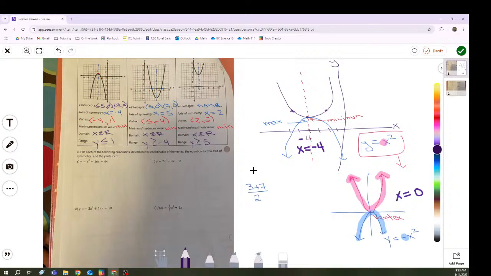All right, so now for these next questions, it says determine the coordinates of the vertex. To find the vertex, you're going to have to put this in vertex form. Have you learned how to do vertex form yet? Okay, no problem. Let's go over it.